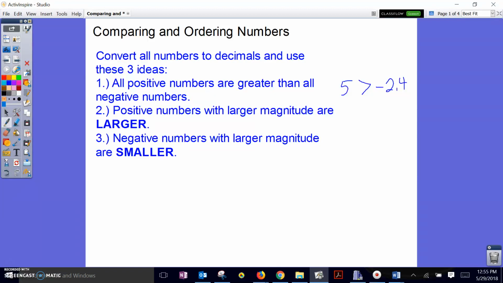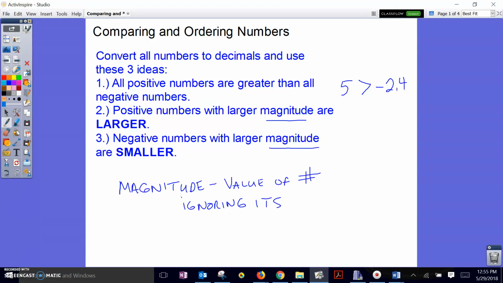The second thing: positive numbers that have a larger magnitude are larger than whatever we're comparing them to. Now, magnitude is an important word here. It shows up in our second and third points. What is magnitude? Magnitude is the value of a number ignoring its sign. So, for instance, the magnitude of 8 is 8. The magnitude of negative 5 is 5. So when I talk about the magnitude in these two parts, that's what we're talking about.